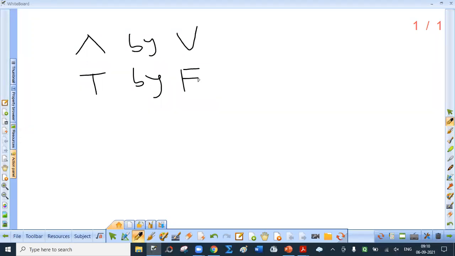So what is the principle of duality? If a compound statement S1 contains only negation, 'and', 'or', and statement S2 is obtained from S1 by replacing 'and' by 'or' and 'or' by 'and', then S1 is a tautology if and only if S2 is a contradiction, obviously.